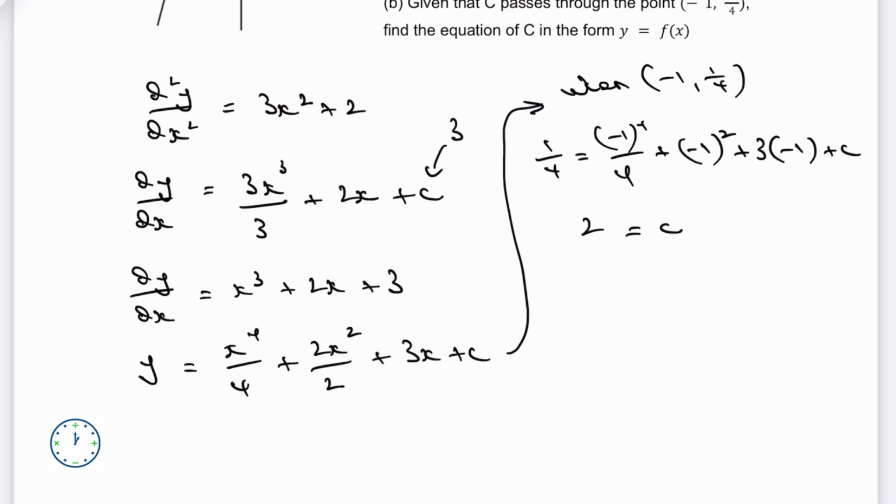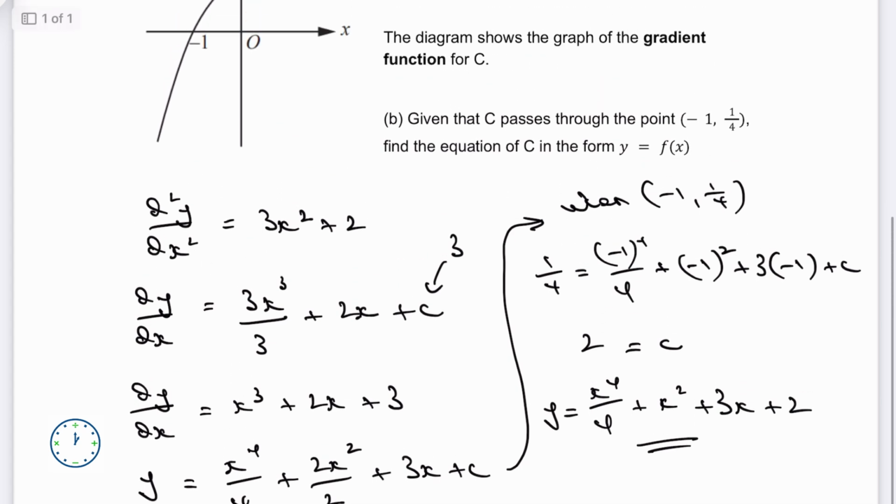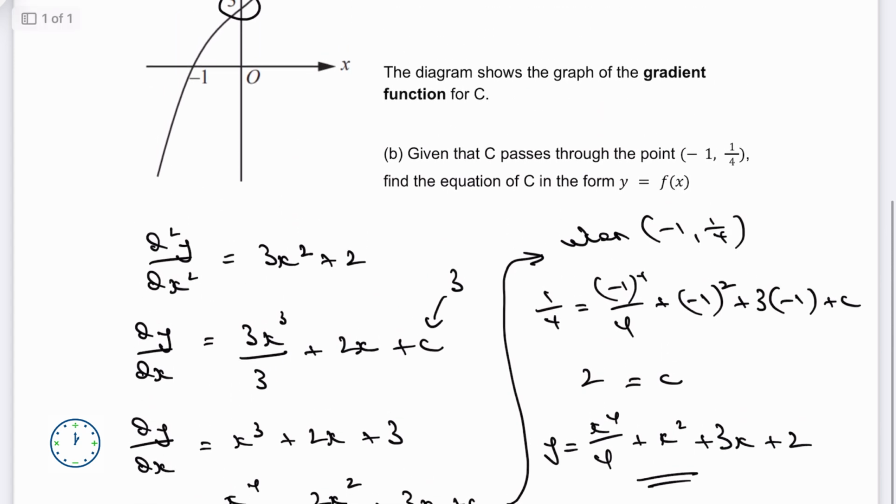So the answer to this final question is going to be y equals x to the power of 4 over 4 plus x squared plus 3x plus 2, and that would be the answer to this particular question.